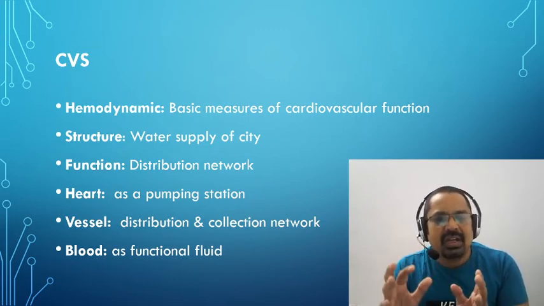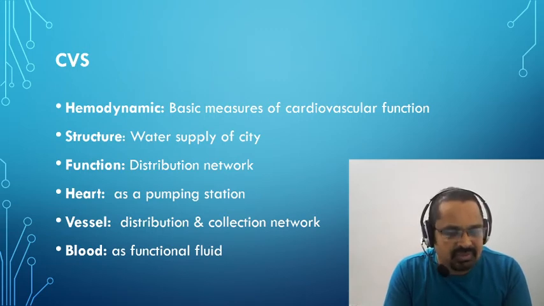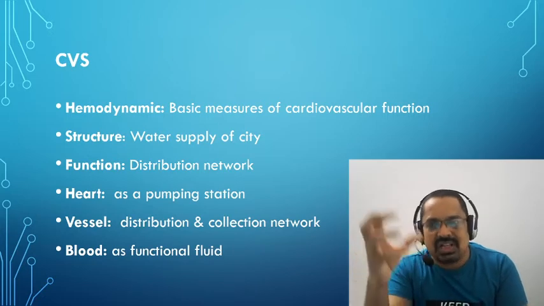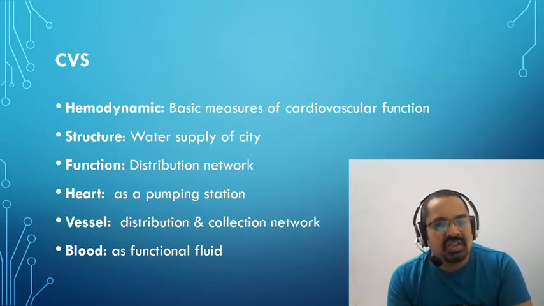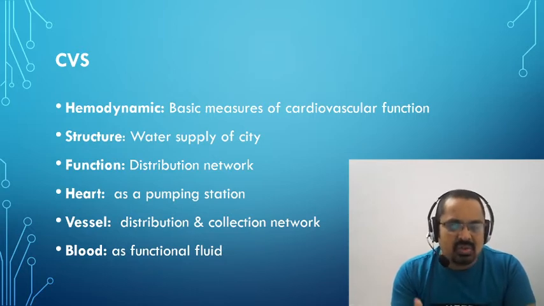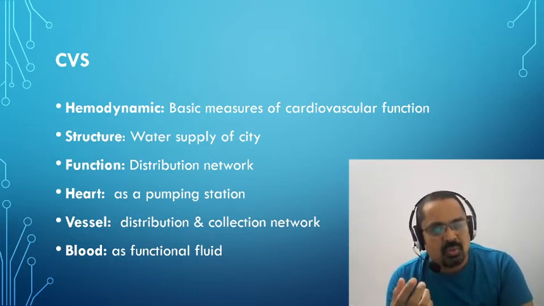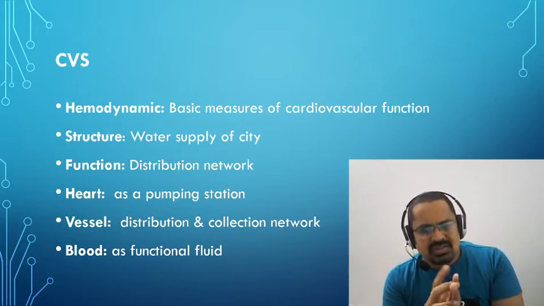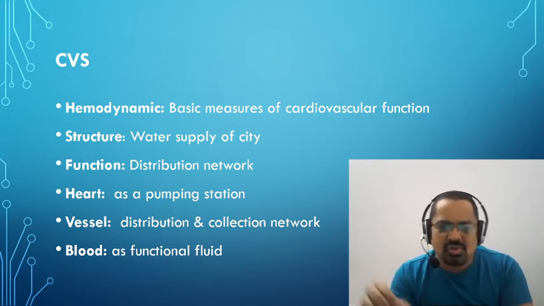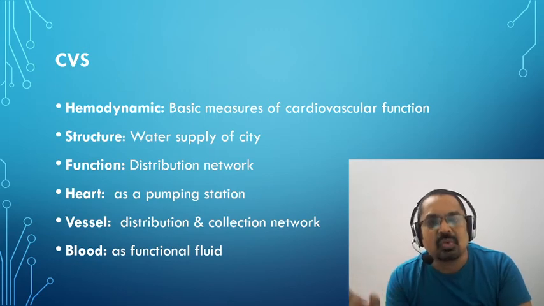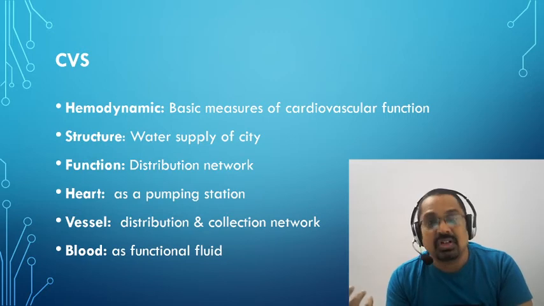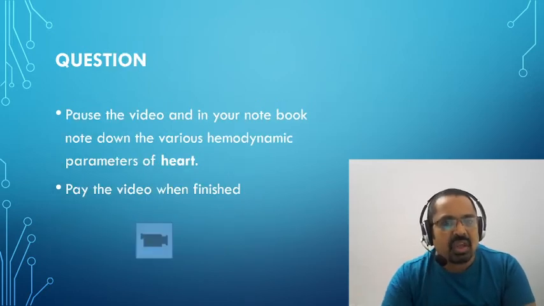So it will have a distribution network. Ultimately, we have already seen that, along with that, there are our big arteries, the aorta first of all, then arteries, then arterioles, then the capillary network. Then they combine together to form the venules, veins, and the superior vena cava and inferior vena cava. Through this distribution and collection network, a fluid is flowing which is called blood, which is one type of connective tissue.